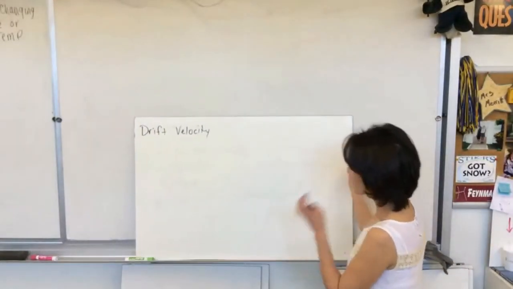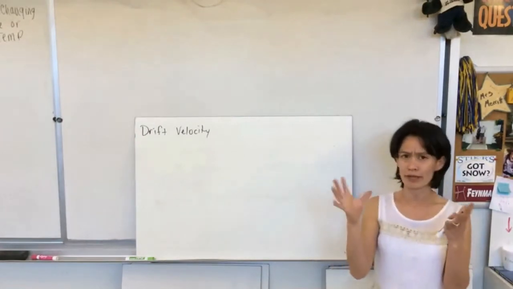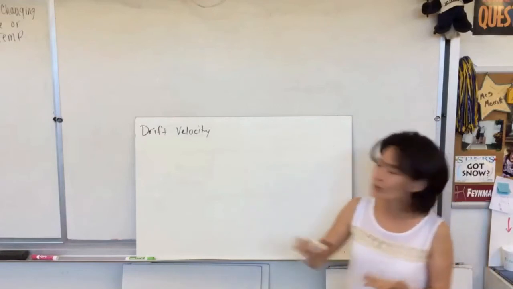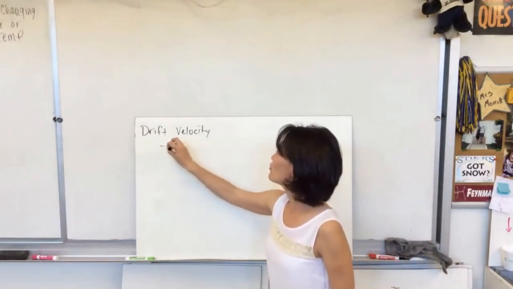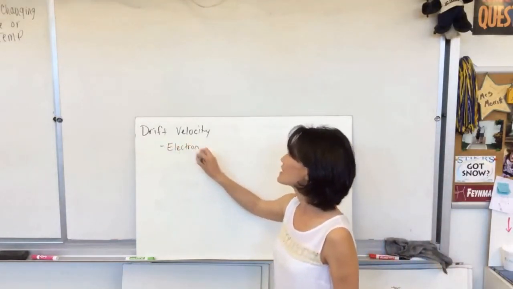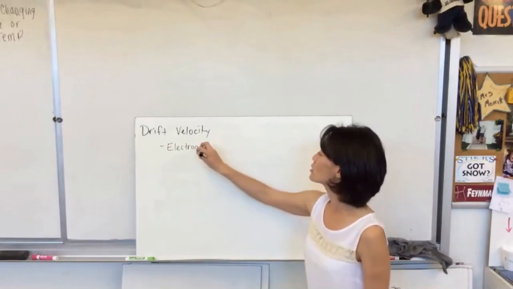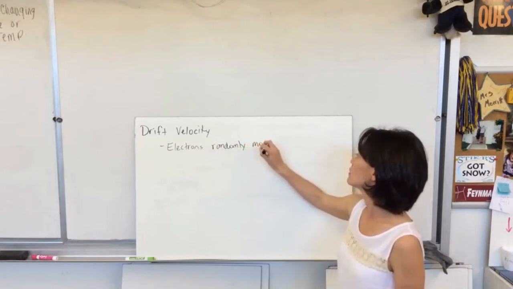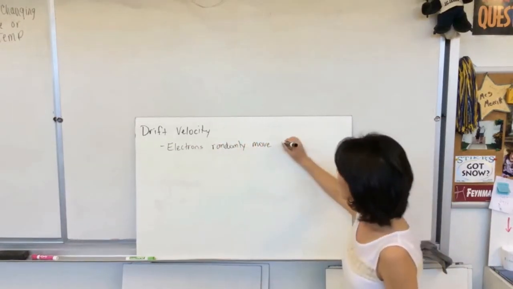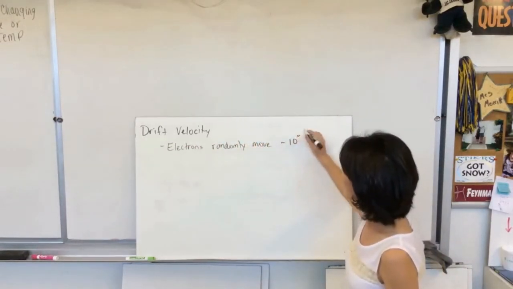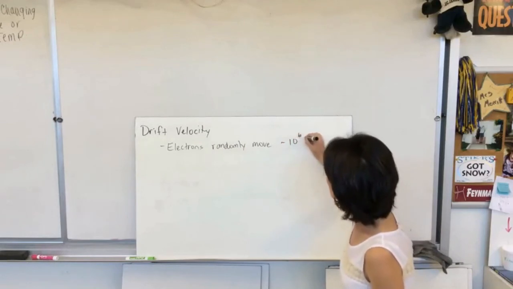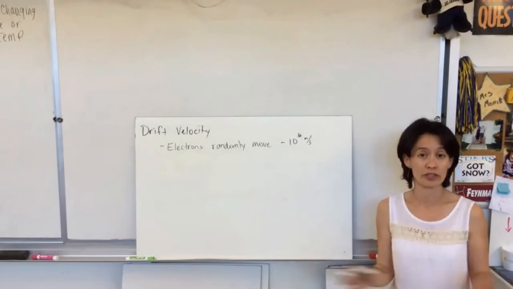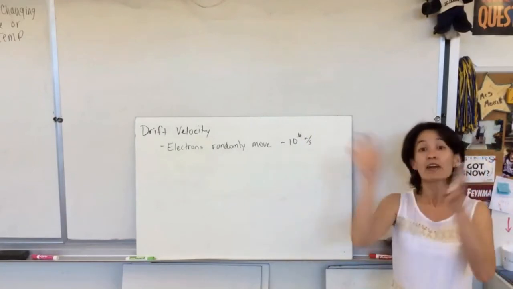So innately, electrons are just vibrating. They're moving around just innately within the atom. And if you look at this, electrons move at about the speed of 10 to the 6th meters per second. So electrons just randomly move about 10 to the 6th meters per second. And that's without an electric field. That's just them jostling in every direction.